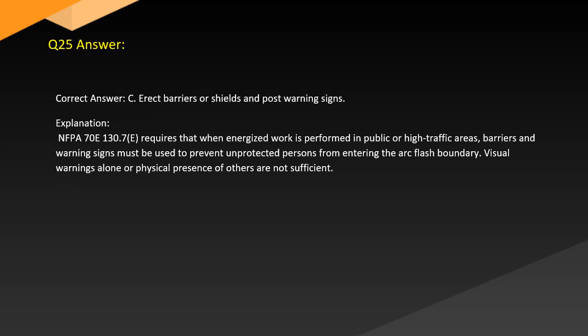Answer. Correct answer: C. Erect barriers or shields and post warning signs. Explanation. NFPA 70E 130.7(E) requires that when energized work is performed in public or high traffic areas, barriers and warning signs must be used to prevent unprotected persons from entering the arc flash boundary. Visual warnings alone or physical presence of others are not sufficient.